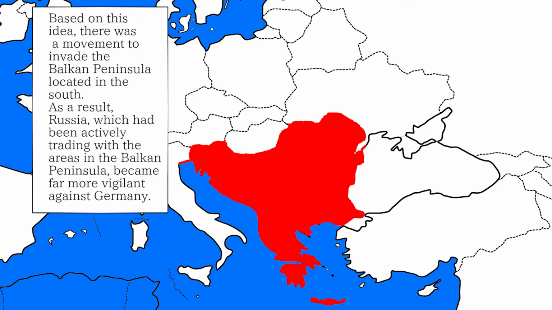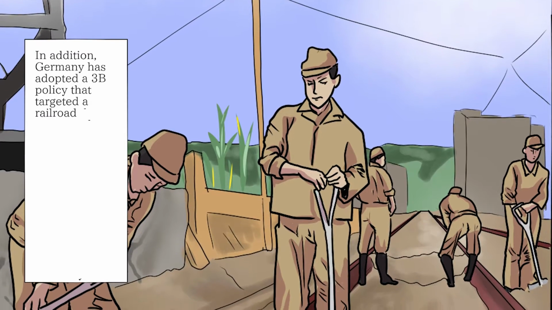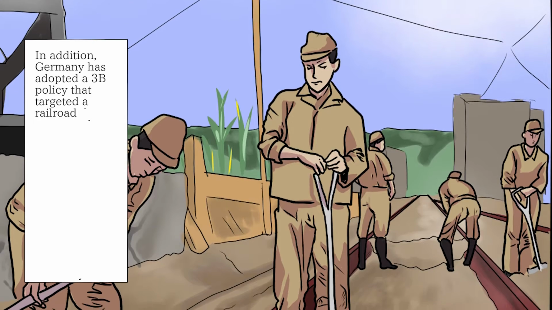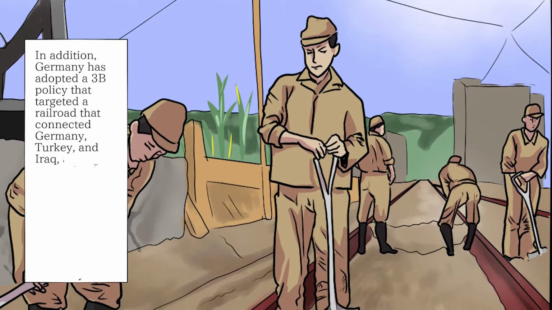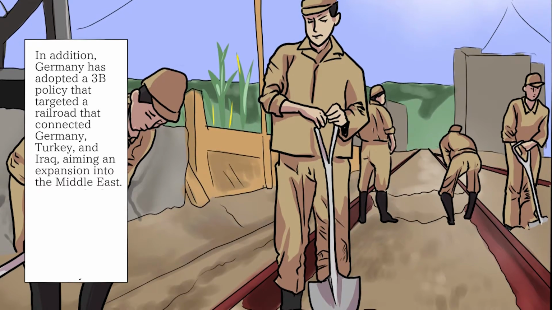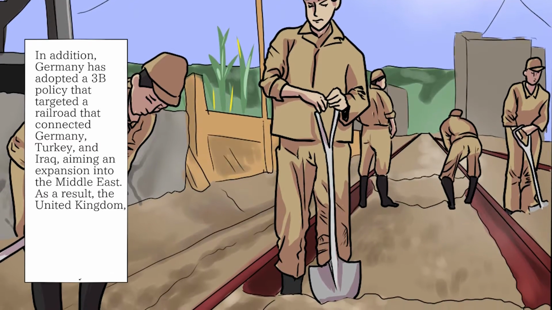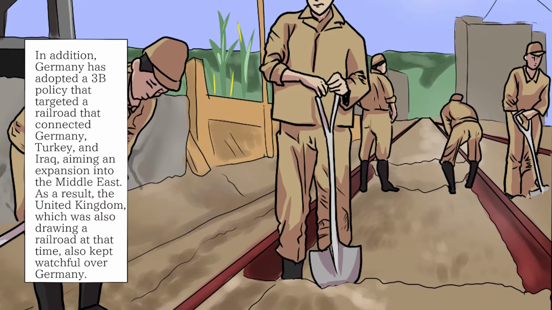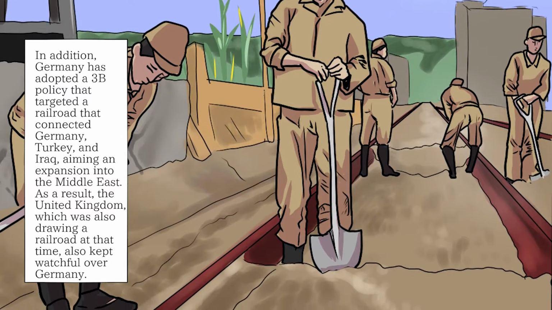In addition, Germany had adopted a 3B policy that targeted the making of a railroad that connected Germany, Turkey, and Iraq, aiming an expansion into the Middle East. As a result, the United Kingdom, who were also designing a railroad at that time, also kept watchful over Germany.